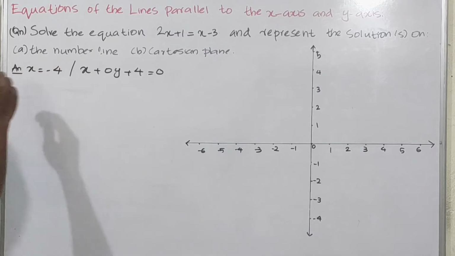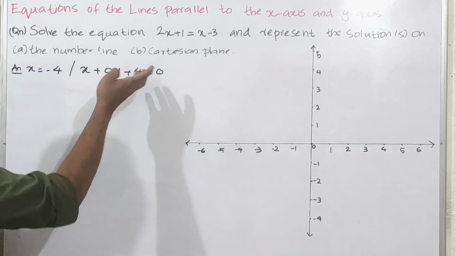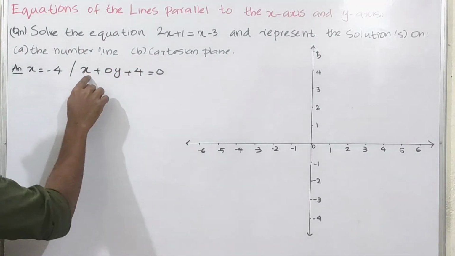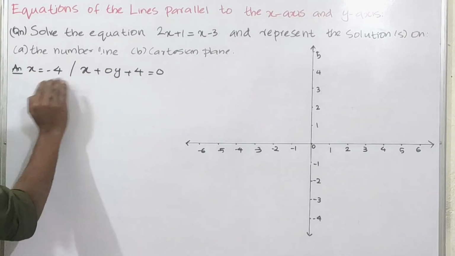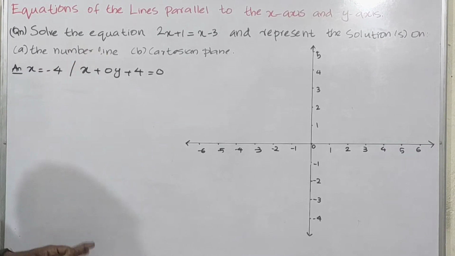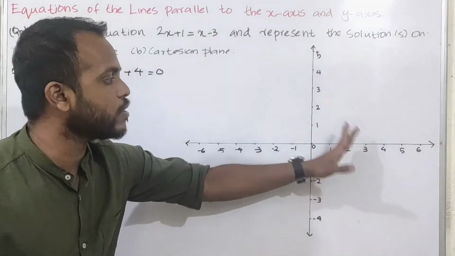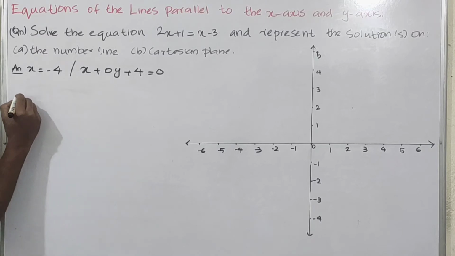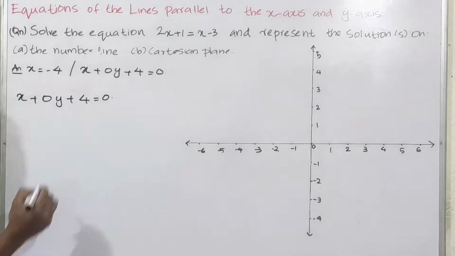So the equation is actually x is equal to minus 4, or x plus 0y plus 4 is equal to 0. Both are the same, because instead of 0y it will be 0 itself. So the equation will become x plus 4 is equal to 0, x is equal to minus 4. So the two equations are more or less the same. I am going to use this equation to find some 3 or 4 coordinates, and we will plot the line. Let's do it together. The equation is x plus 0y plus 4 is equal to 0.